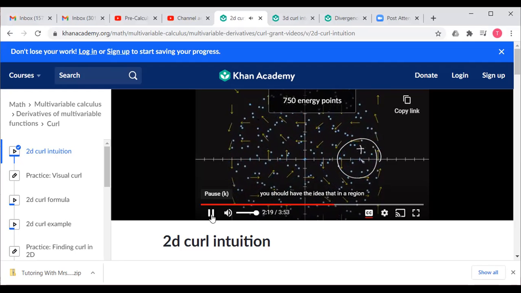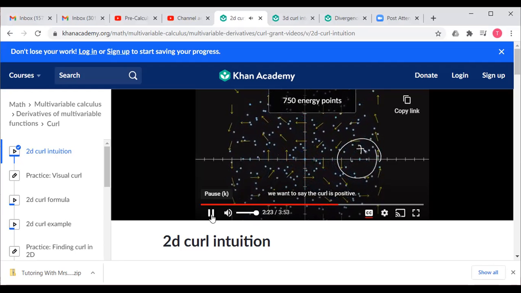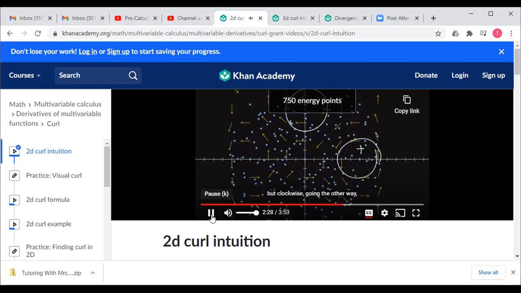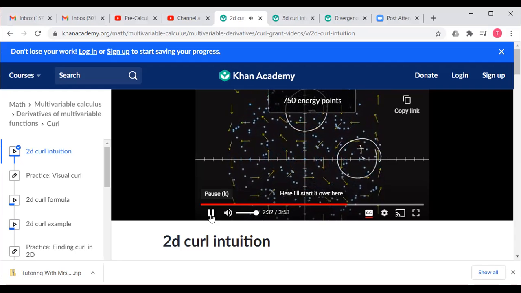But just right now, you should have the idea that in a region where there's counterclockwise rotation, we want to say the curl is positive. Whereas if you look at a region that also has rotation, but clockwise, going the other way, we think of that as being negative curl. Here, I'll start it over here.